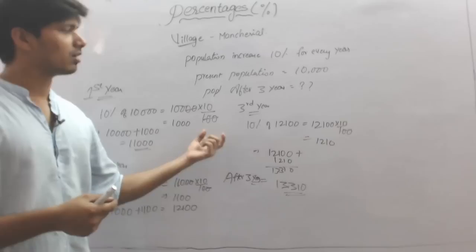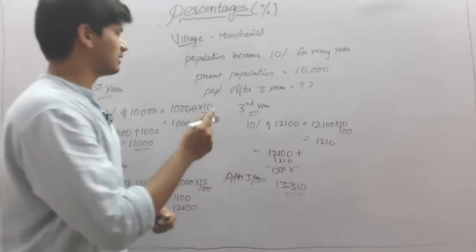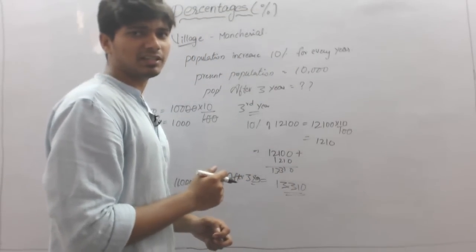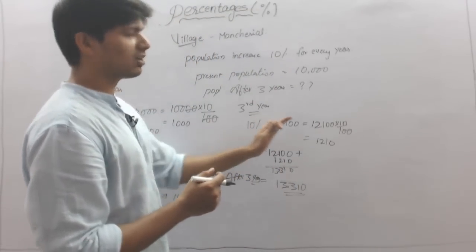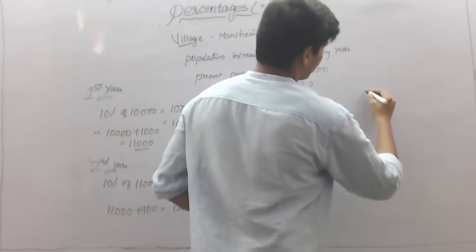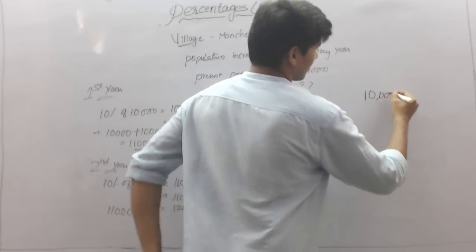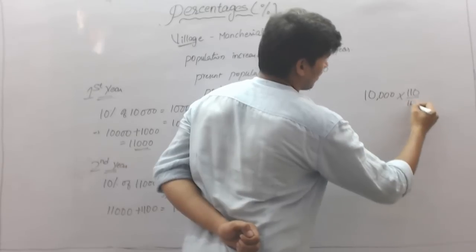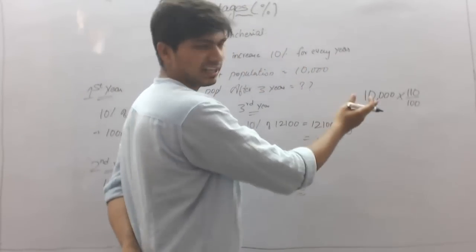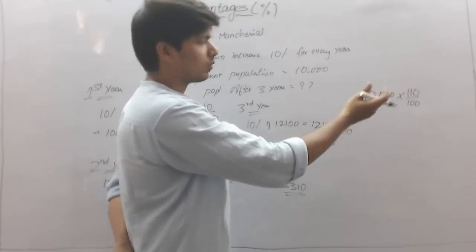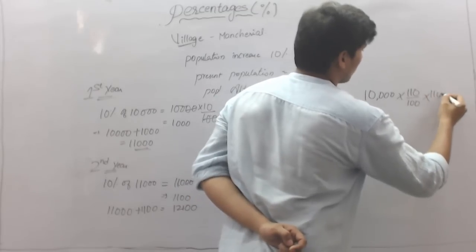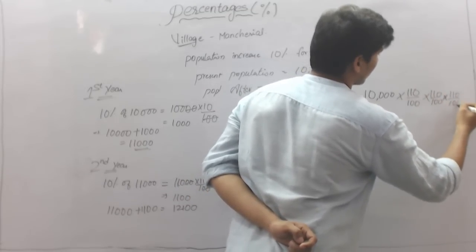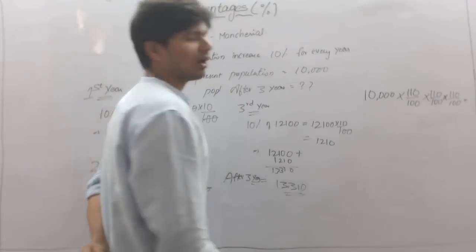We need to look after it. Then how? There is a simple method: every year the population is increased by 10%. Now here we need to find the population after 3 years. The present population is 10,000. Every year it is increased by 10%, that is 110 by 100. 10 plus 100 is 110 by 100. Again 110 by 100 into 110 by 100 is equal to our answer.